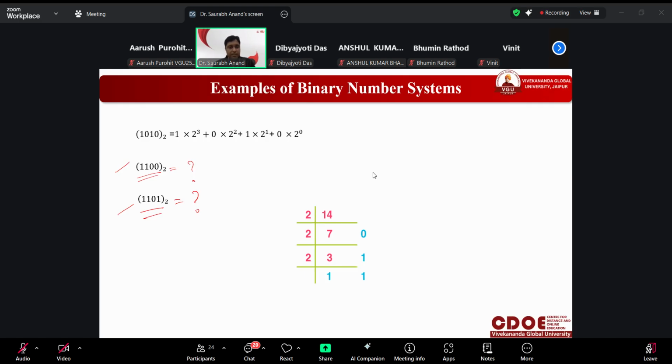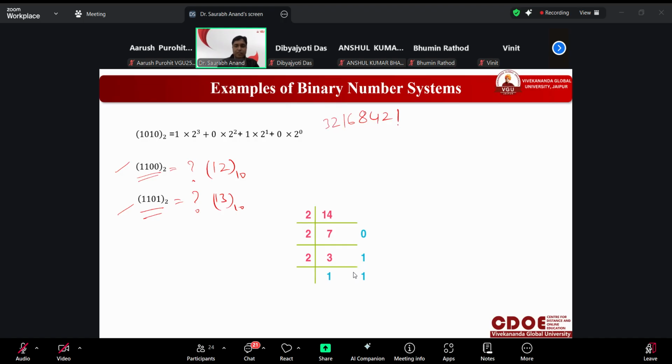The second answer is 13. So the answer of this is 12, and this one is 13. I'm giving you one trick, 8421, to directly write the binary number. Similarly, you can add 16 and increase it.